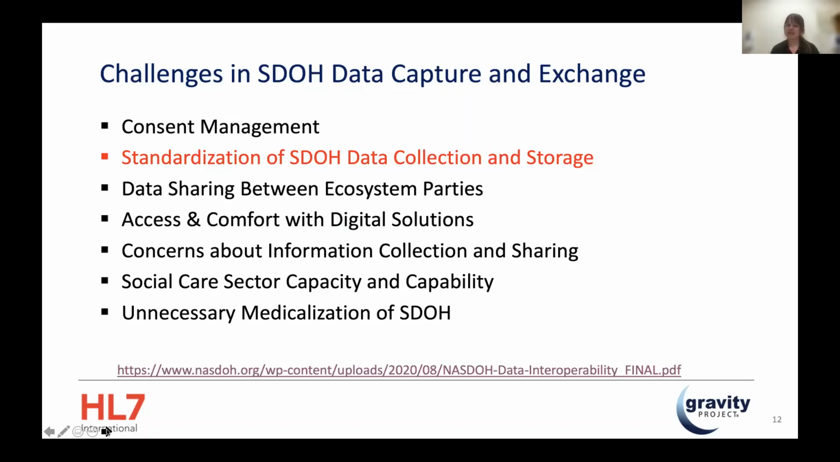challenges of standardization of social determinants of health data collection and storage, and Dr. Pinto talked at great length regarding standardizing data collection through standardized questions and answers, data sharing, and this is part of what I just discussed, comfort with digital solutions, because if we're going to be talking about sharing information, or what we call interoperability, we have to assess various levels of readiness to do the work. Concerns both from a patient perspective and a community-based organization perspective and a policy perspective on sharing that data, really on social care sector capacity and capability.